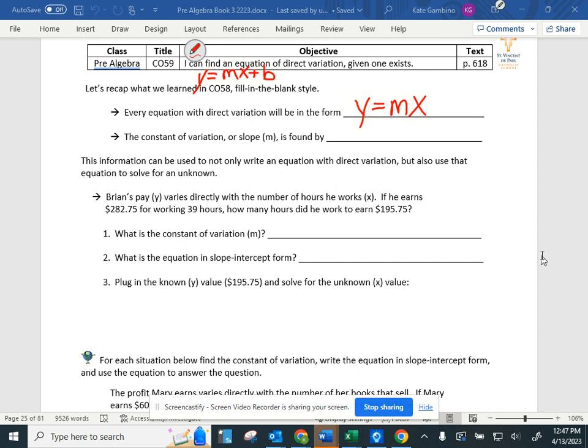The y-intercept is 0. So it's just y equals mx, not y equals mx plus b, if we're doing a direct variation. Evan? You want to tell me the next one? Yeah. The constant of variation or slope is found how, Evan? Is it y divided by x? Y divided by x. Let me write that a little bit nicer.